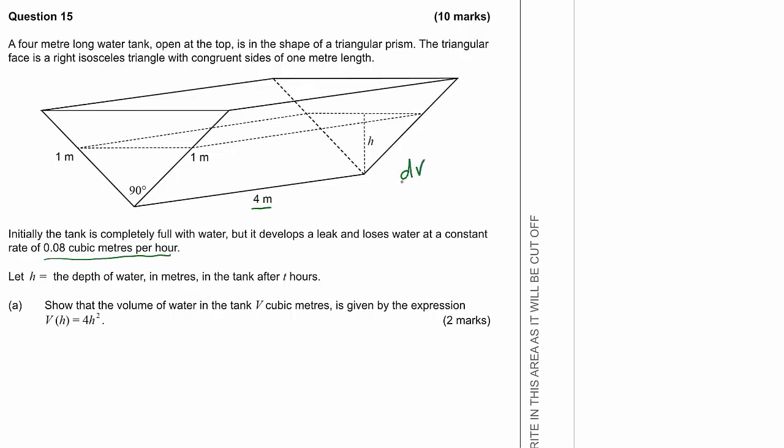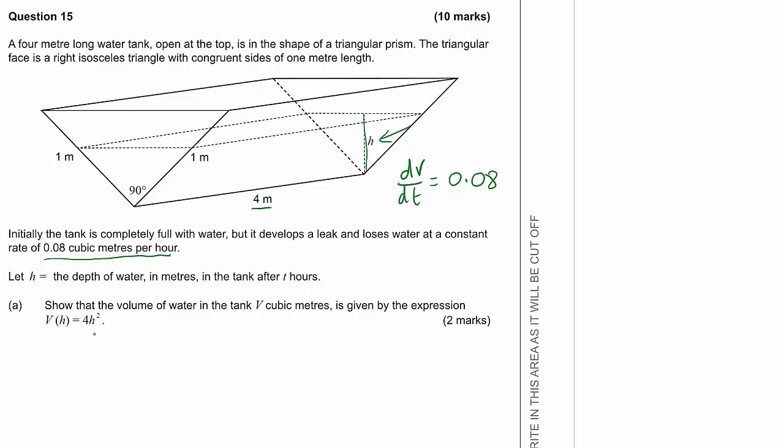This is telling us that dV/dt is 0.08. Let h equal the depth of water in meters in the tank after t hours. We can see h just here. Show that the volume of water in the tank, V cubic meters, is given by the expression V equals 4h squared.